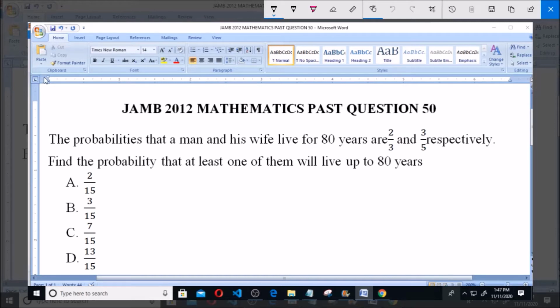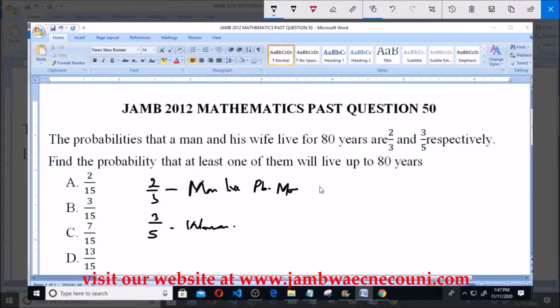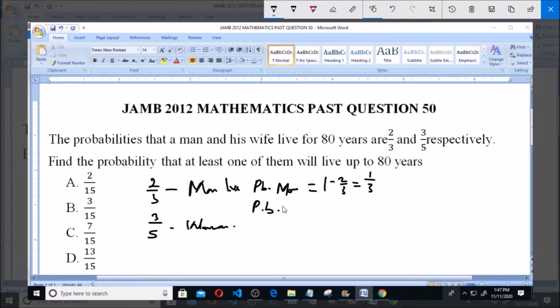Now, the probability that the man lived for 80 years is given as 2/3. That is, the man lives. The probability that the woman lived for 80 years is given as 3/5. This is for the woman. Now, the probability that the man will not live for 80 years will be equal to 1 minus 2/3, which is equal to 1/3. And the probability that the woman will not live for 80 years will be 1 minus 3/5, which is equal to 2/5.